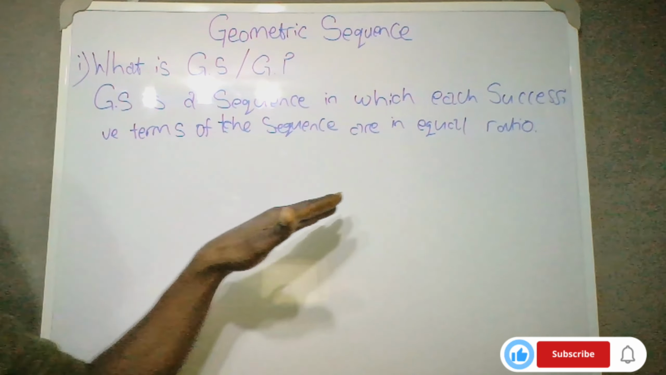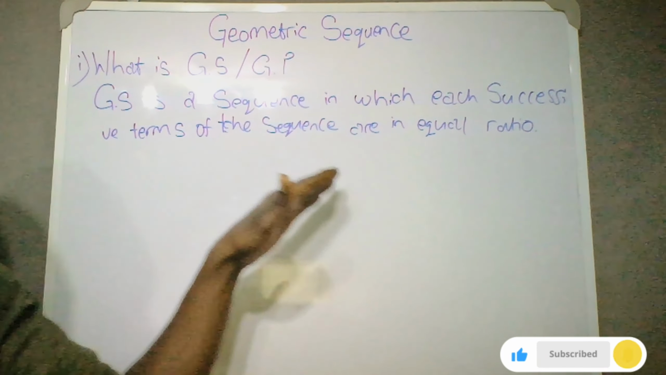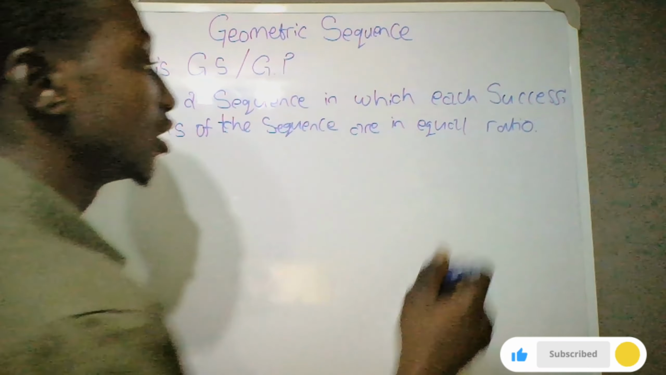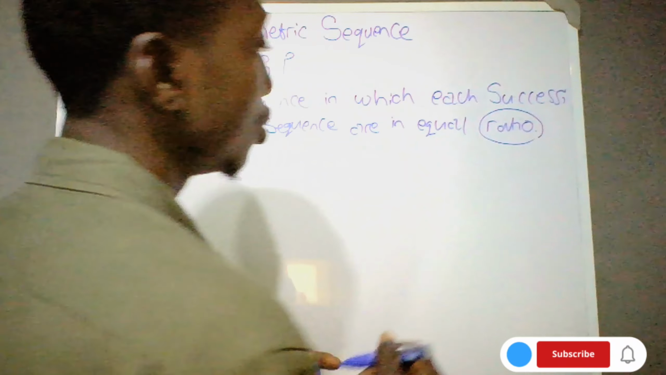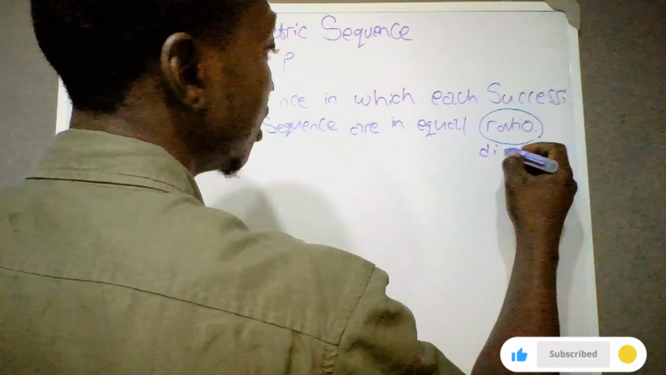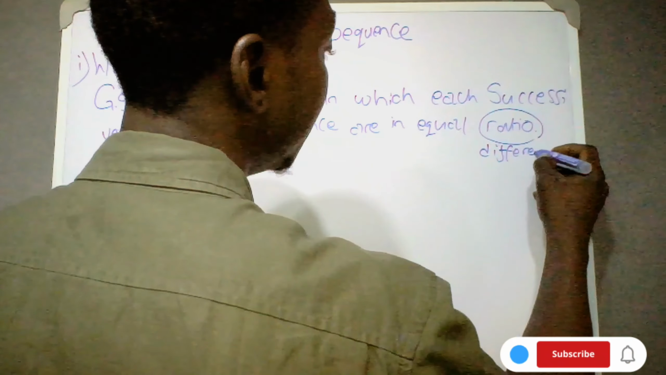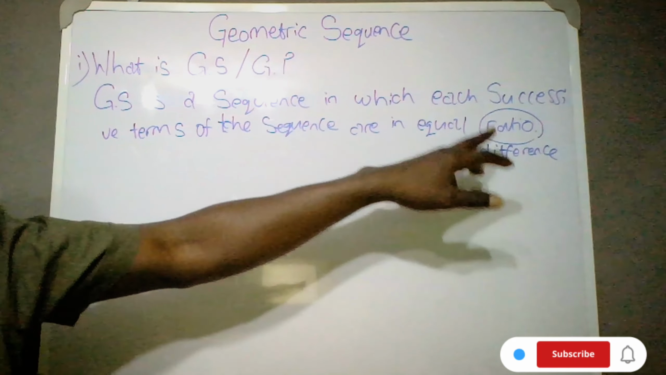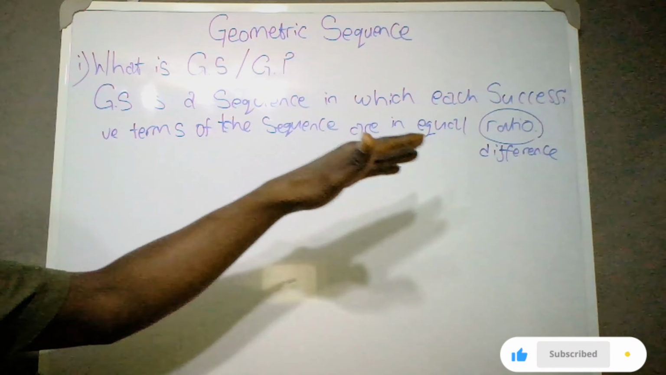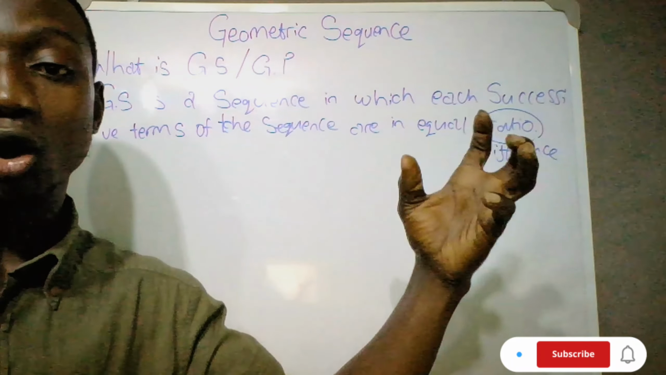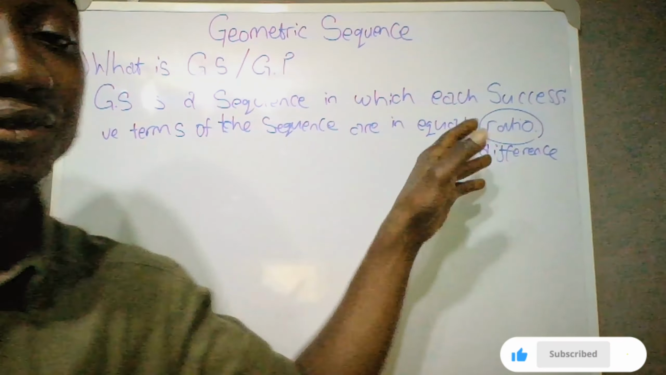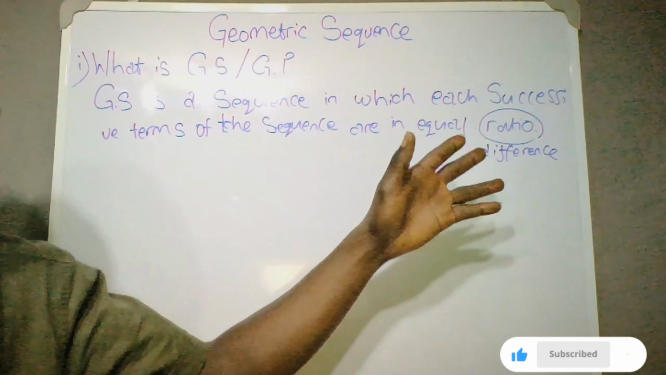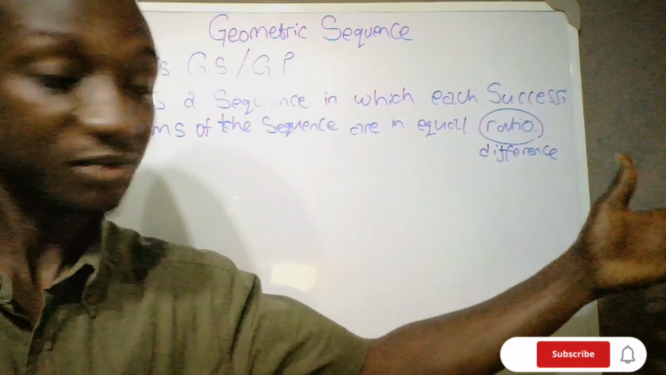Now, if you remember very well, when we treated arithmetic progression, we had nothing to do with ratio. We had difference. When we treated arithmetic progression, we were able to understand that in the case of the difference, we add, but when it comes to GP, we multiply.